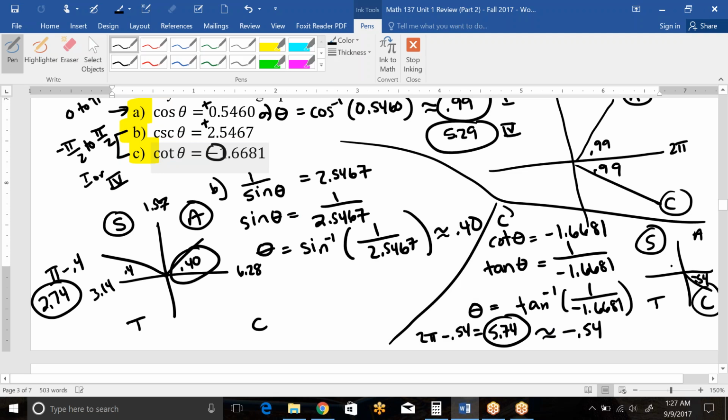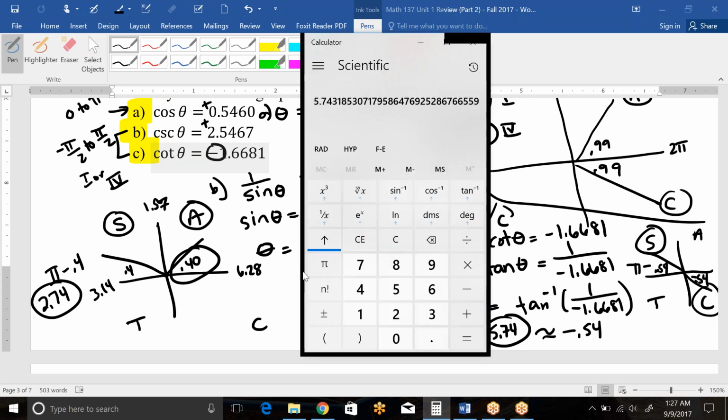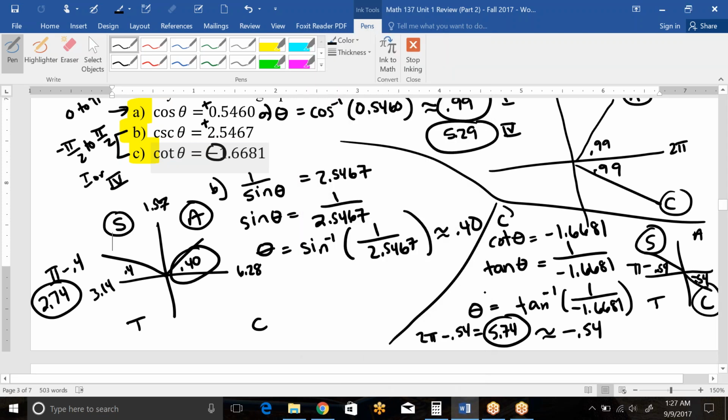Okay, so that's this quadrant. This is also a 0.54 reference angle, and we can find it by doing pi minus that because it's a little bit less than pi. So pi minus 0.54. And that one is 2.60.